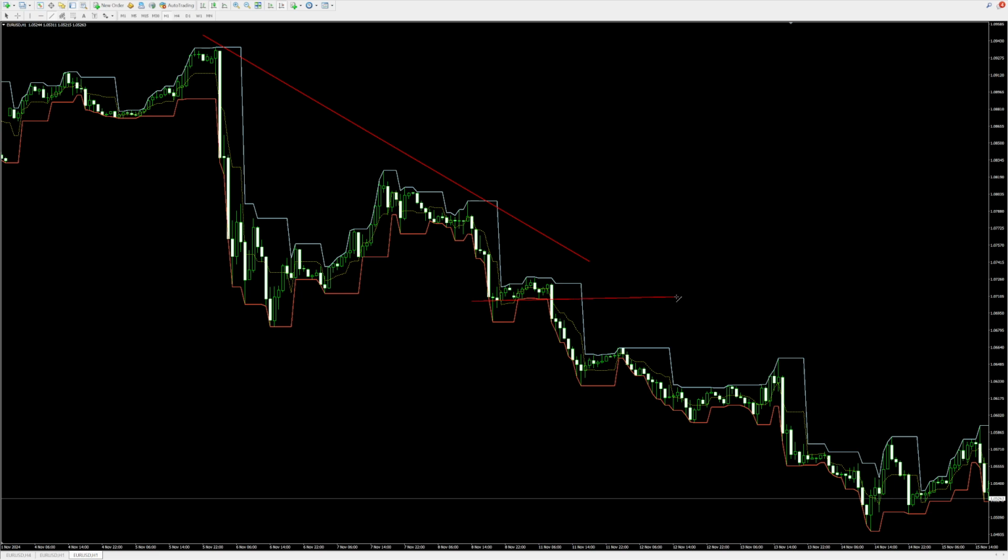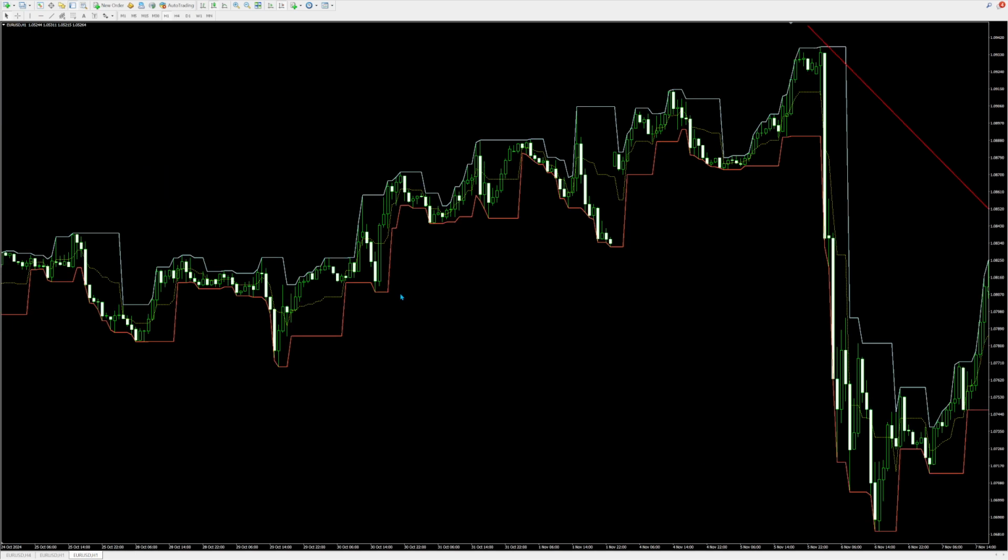So here you can see nice move downwards, pull back into the channel, draw your support, big breakout, and you're into this downtrend at a favorable point. And in fact, I'll be honest with you, you could probably use this for range trading as well.